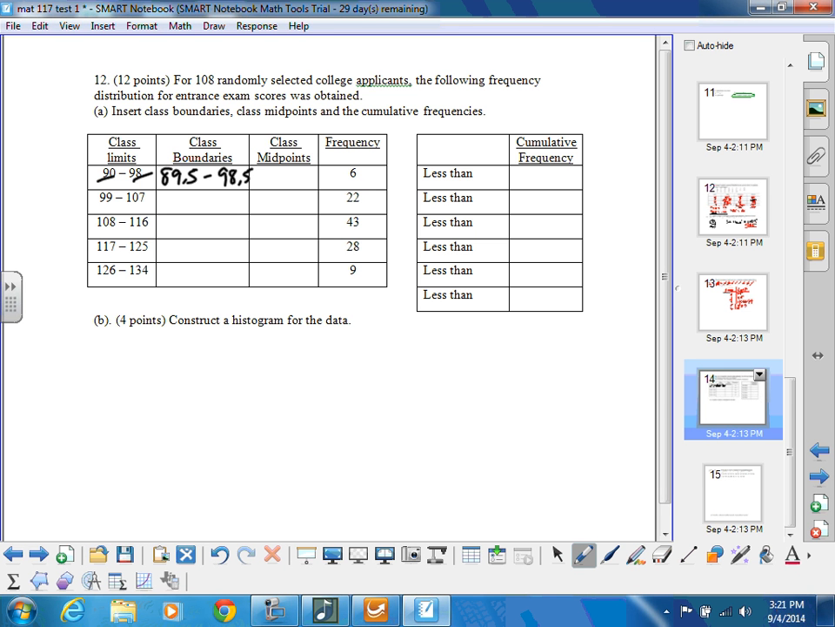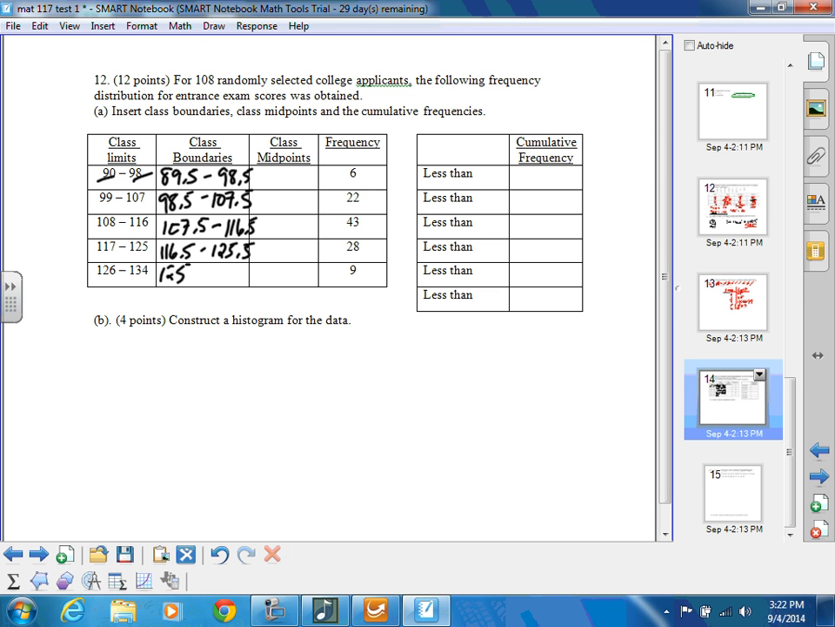Now, that's my first one. The next one, what I do is I take that 98.5 and I just carry it over because that's a half a point below 99. And then that's going to go to 107.5. Again, I just carry that 107.5, and I go to 116.5, and now here I go to 116.5, I go to 125.5, and last but not least, I go from 125.5 to 134.5, so it's going to be just above the 134.